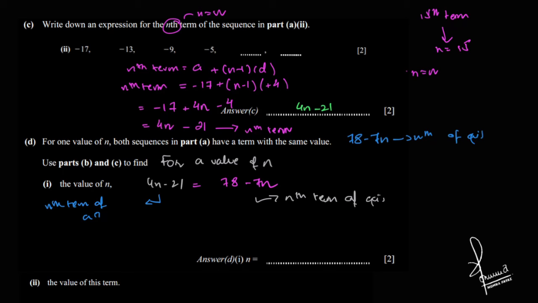I'm going to take 7n to the other side and this to the other side. When 7n comes to the left side it becomes 4n plus 7n equals 78 plus 21. 4 plus 7 is 11. 11n is equal to 99. So n will be 99 over 11, which equals 9. For n equals 9, both of the terms have the same value. So n equals 9.